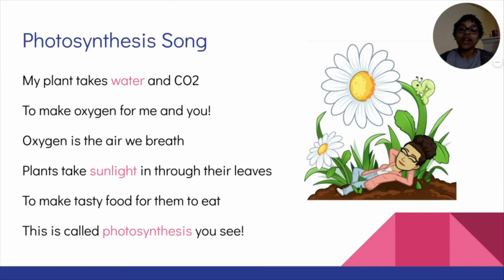Ready? Here we go. My plant takes water and CO2 to make oxygen for me and you. Oxygen is the air we breathe. Plants take sunlight in through their leaves to make tasty food for them to eat. This is called photosynthesis, you see?